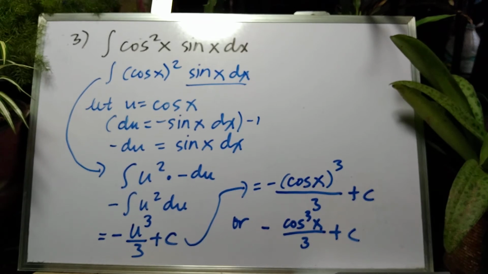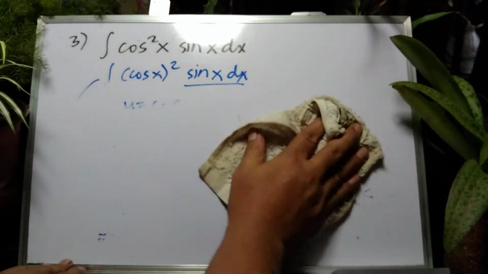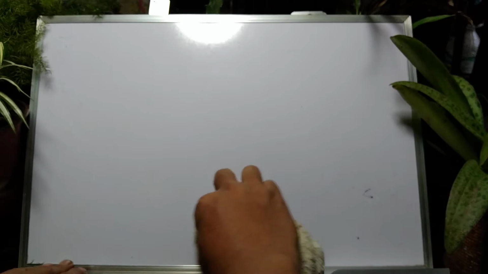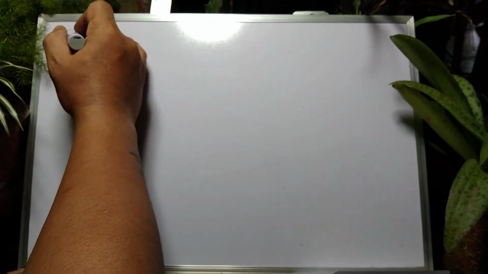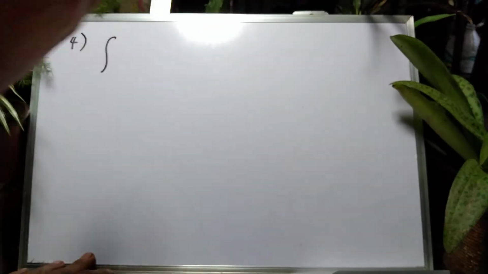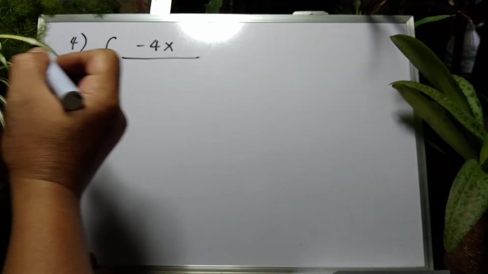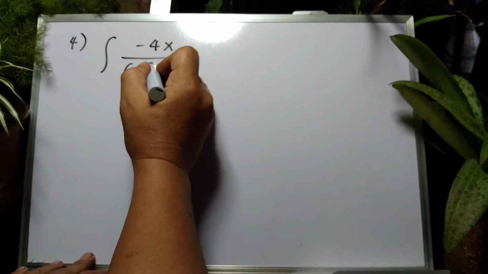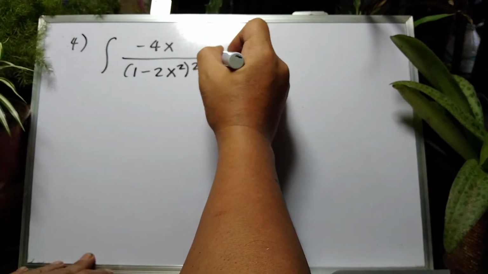Okay. What else? I will give you another example. No? About integration by substitution again. Okay, so you have here, hirisa ta. Okay, here, example number 4. Integral of negative 4x all over 1 minus 2x squared to the power of 2 d of x.